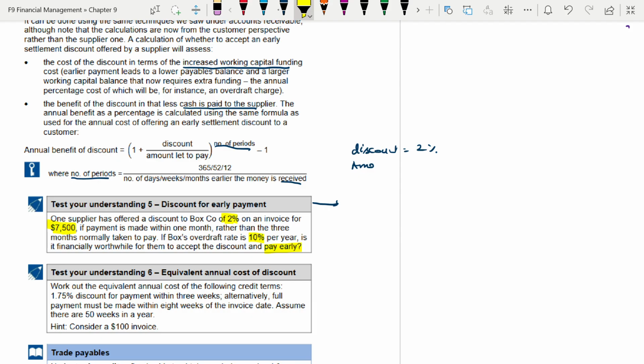Now, how much is the discount? How much are you going to get as discount? Discount is 2%. The amount is 7,500. If you take the discount amount, 7,500 times 2%, it comes to how much?